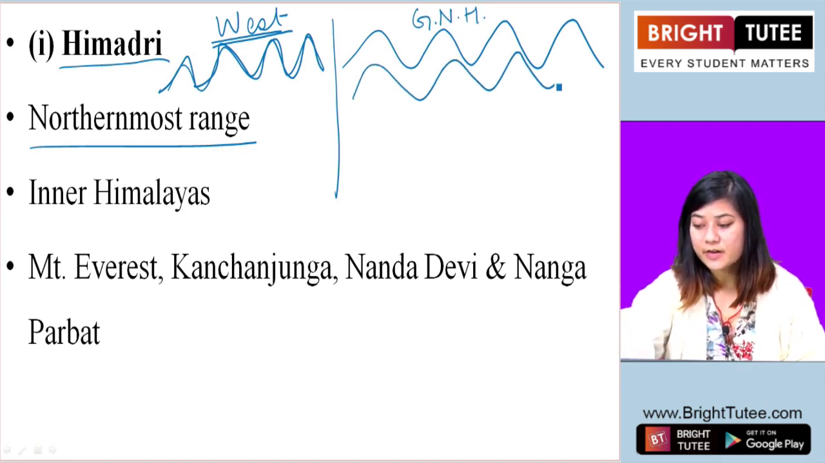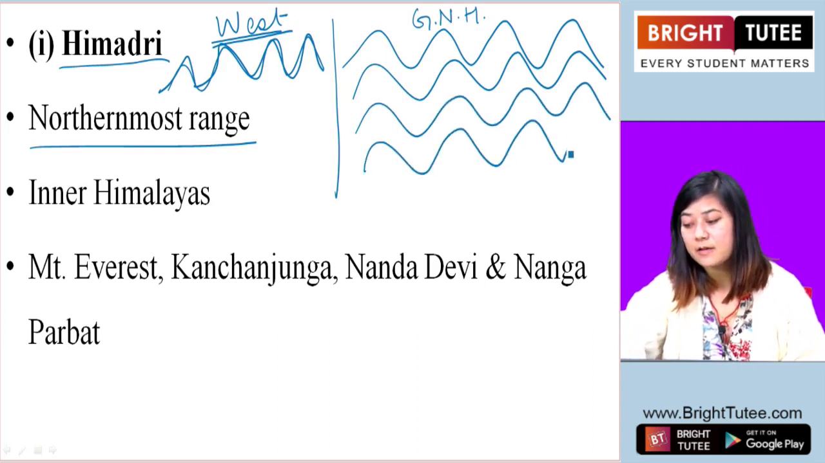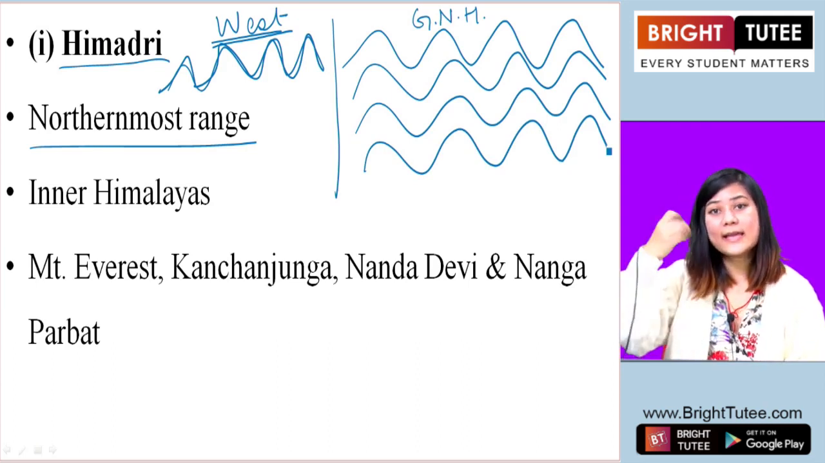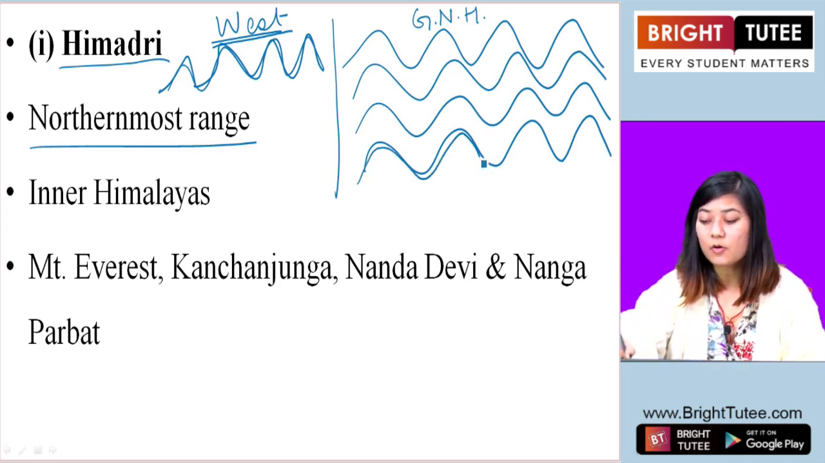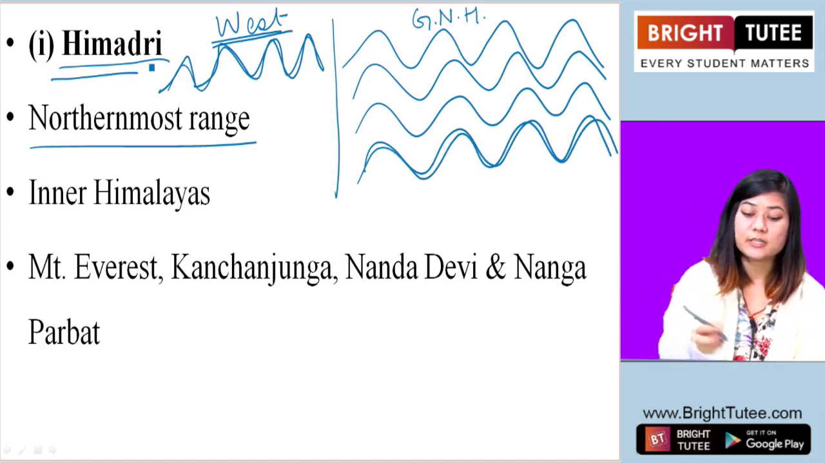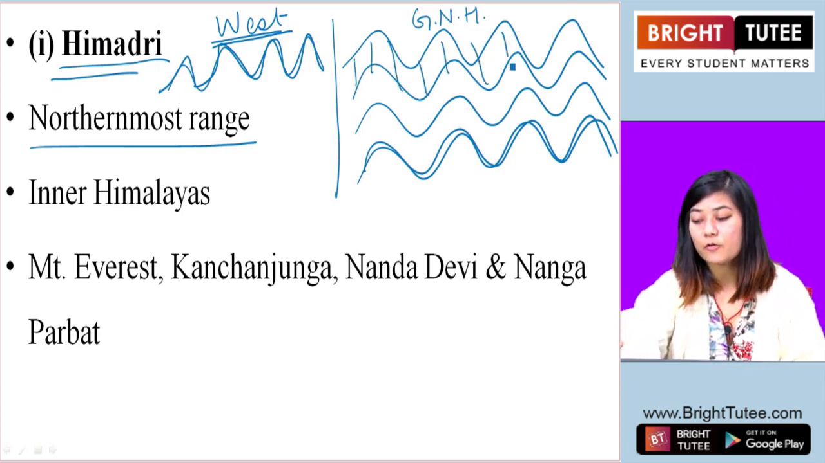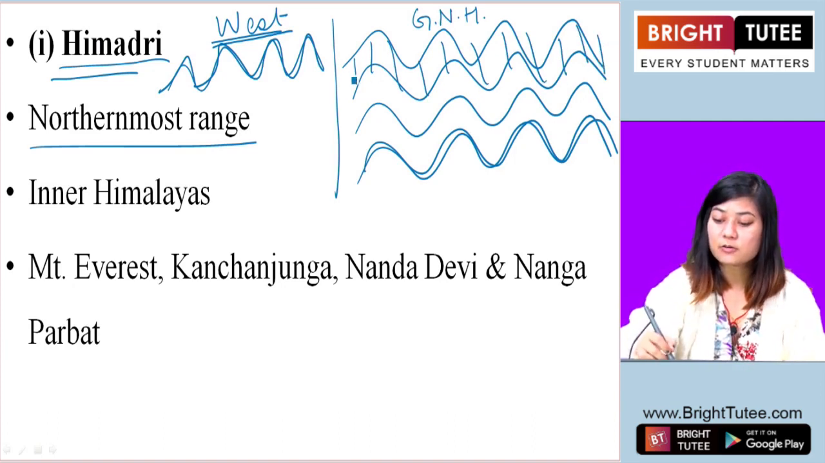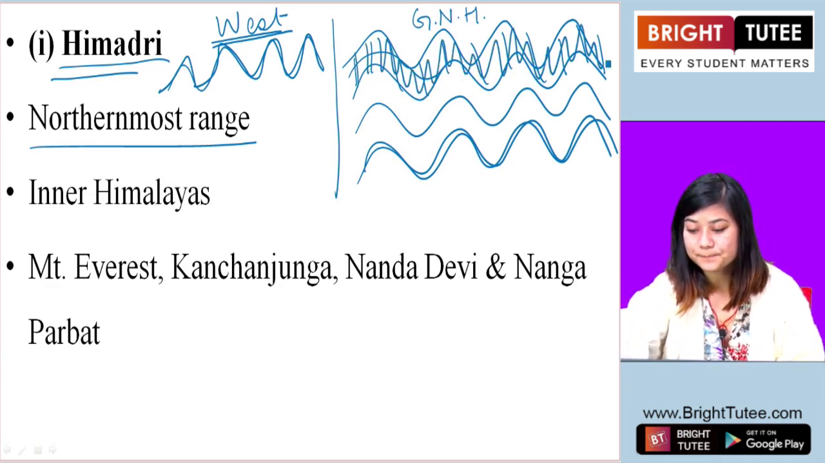Now, this Himalayan range, as we know, consists of various mountain ranges. It consists of the highest mountain ranges, middle mountain ranges and the low mountain ranges. Okay, so now we are talking about Himadri. So Himadri is the northernmost range of this particular range. Alright, so the northernmost is called Himadri. So this shaded one is called Himadri.